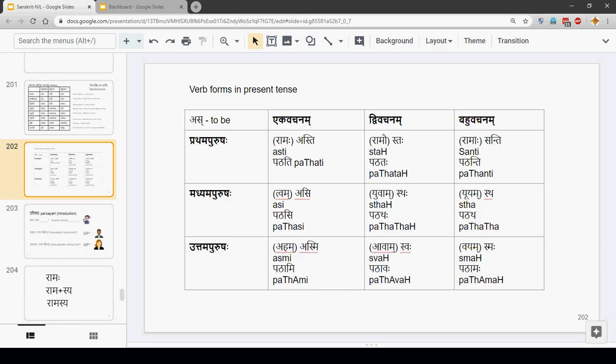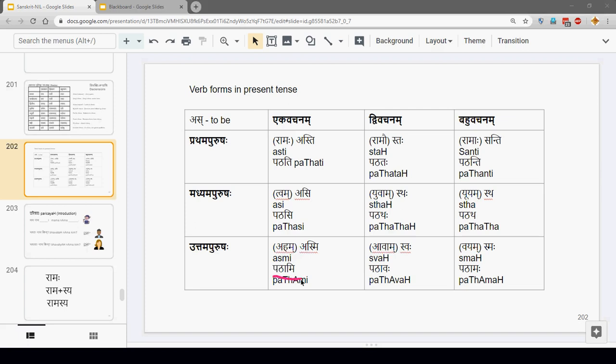The observation I have here is with the Uttama Purusha: the verb here is lengthened. You have an extra A. And in all three, Ekavachan, Dvivachan, and Bahuvachan, at the bottom with the Uttama Purusha, the rest is no problem. Only the bottom part here is all lengthened, the dhatu.